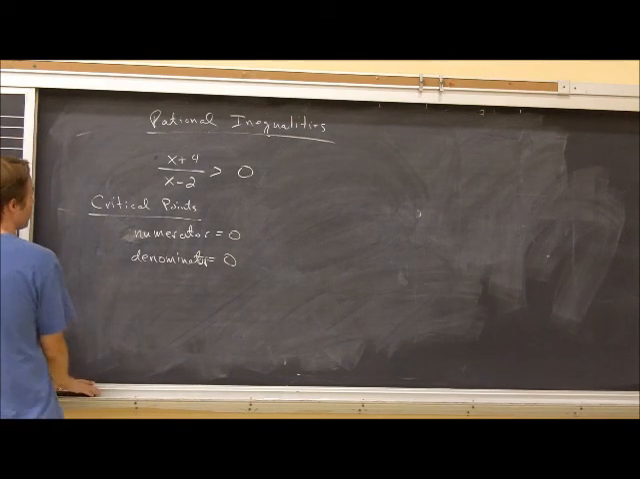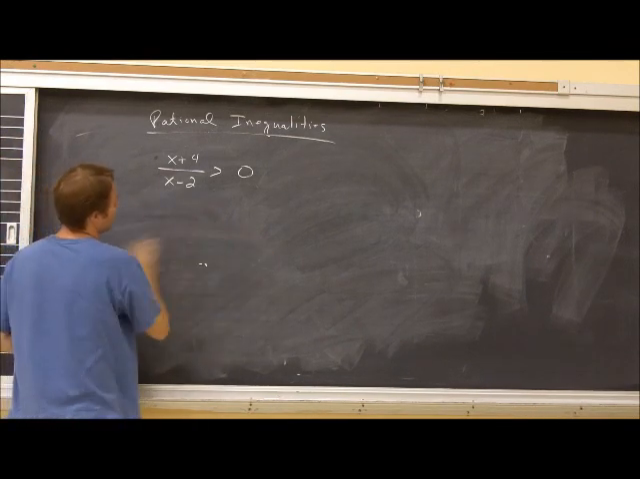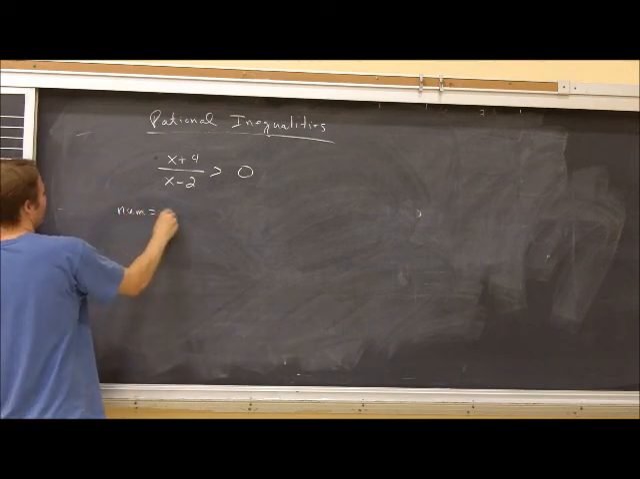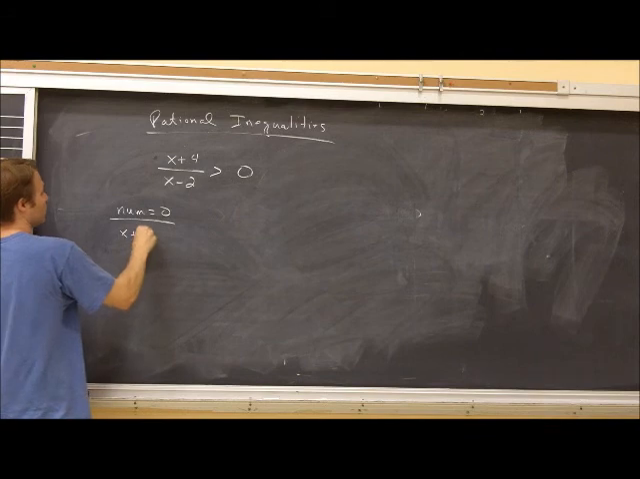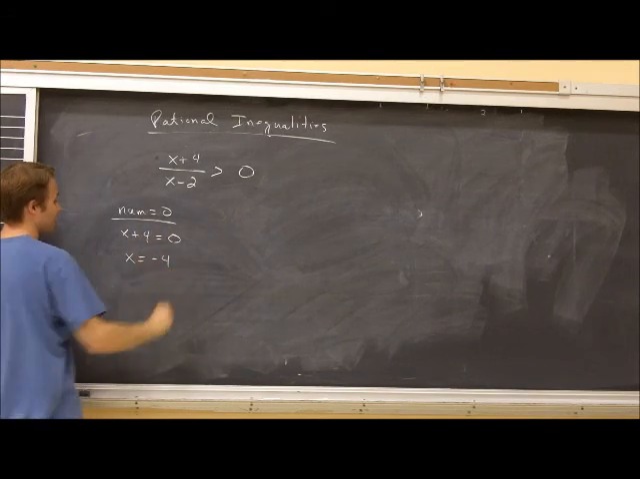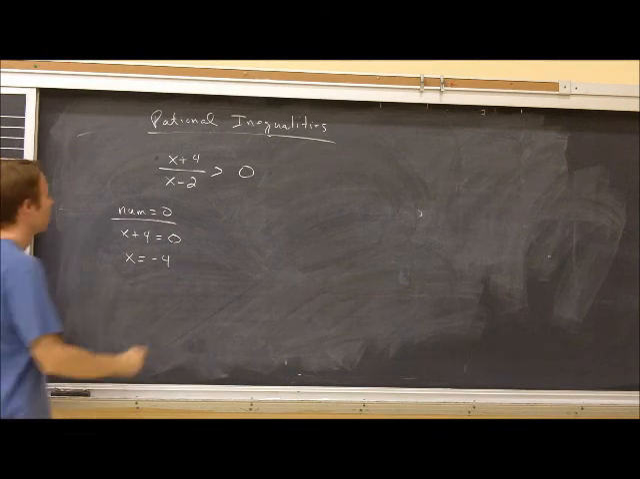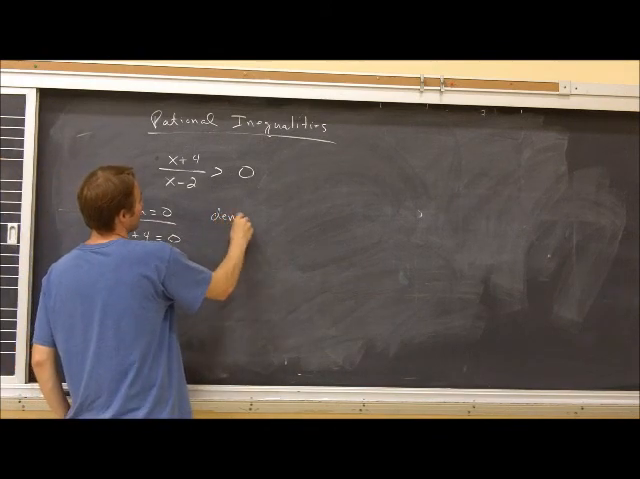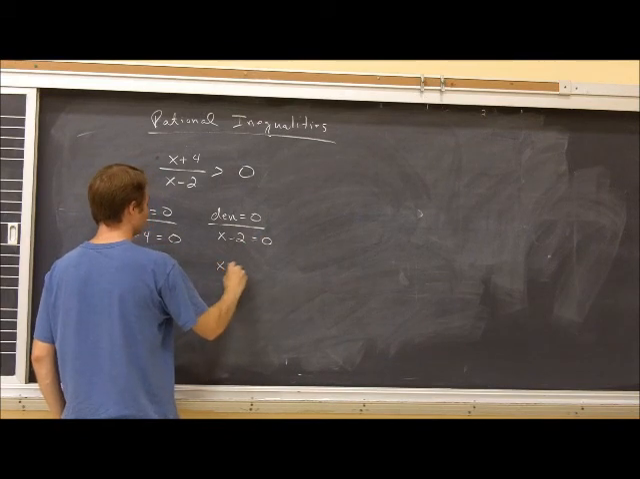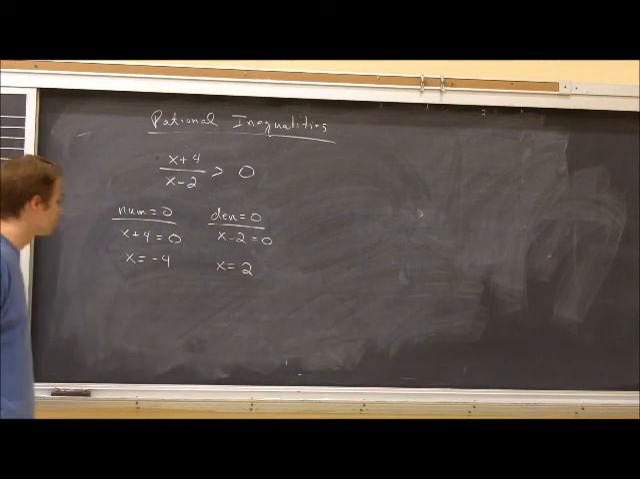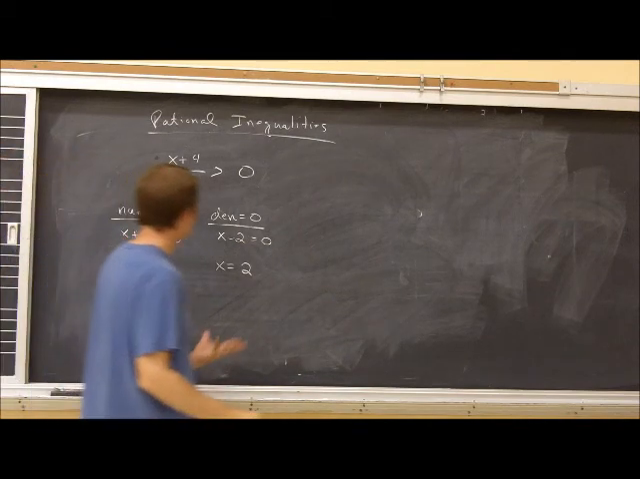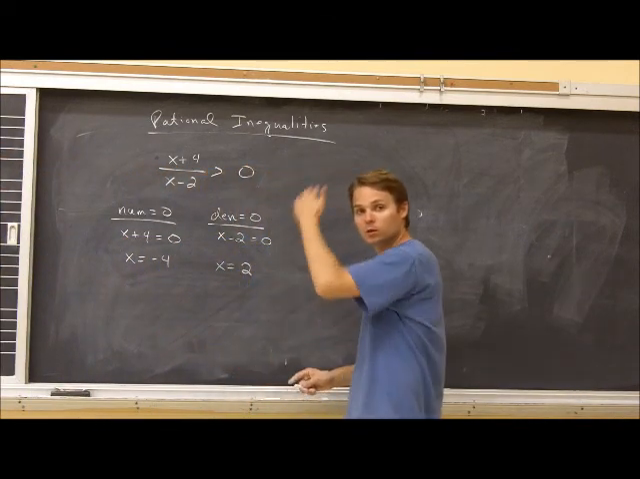So let's try to find these. By critical points, I said first let's look where the numerator is equal to 0. So where x plus 4 is equal to 0. So that means one of my critical points will be x equals negative 4. And then I want to look at where the denominator equals 0. So where does x minus 2 equal 0? And I'll get x equals 2. These become my two critical values. So now I'll take these and I'll plug them into my chart.